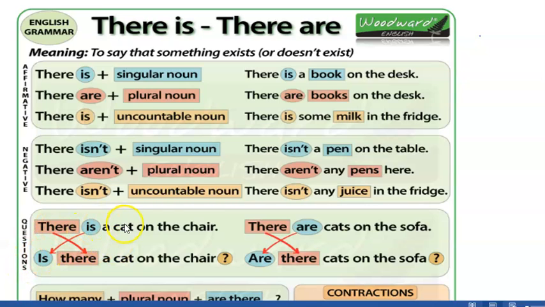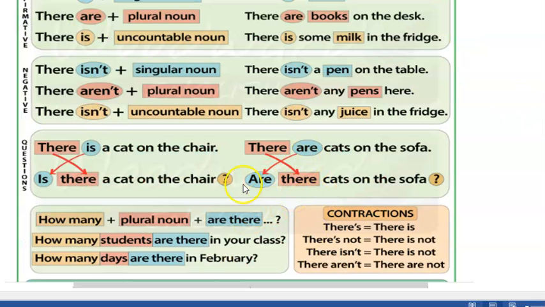So we have there is a cat on the chair. Question, is there a cat on the chair? I like this kind of question. You just change the position. So is goes to the beginning and there takes its place. So is there a cat on the chair? With the plural, there are cats on the sofa. Question, are there cats on the sofa? Perfect. Okay, so those were the questions.